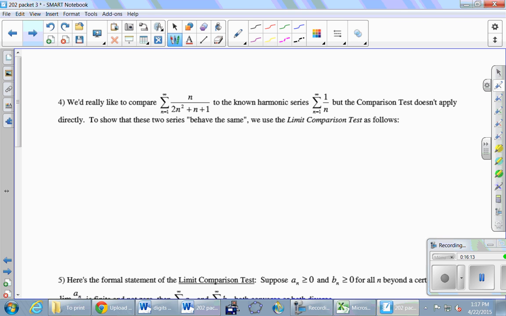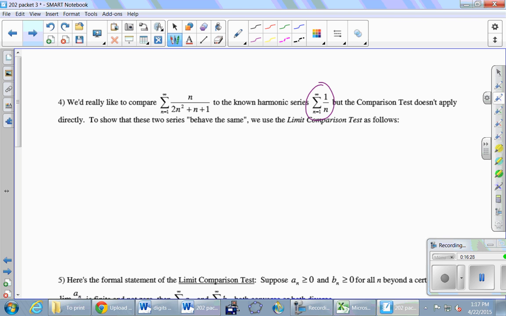And so instead, we're going to do something called the limit comparison test. And you can see that I'm comparing to just 1 over n. I didn't put the 2 in there. You can include it if you wish. You don't need to. So here's the limit comparison test.